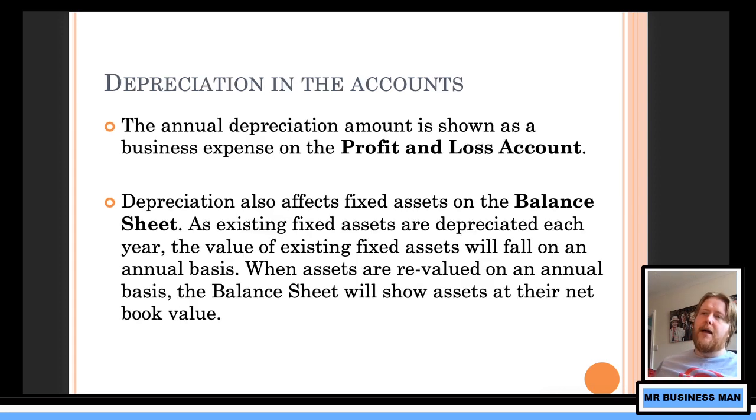All right. So the annual depreciation amount is shown as a business expense on the profit and loss account. Depreciation also affects fixed assets on the balance sheet. As existing fixed assets are depreciated each year, the value of existing fixed assets will fall on an annual basis. When assets are revalued annually, the balance sheet will show the assets at their net book value. What we mean by net book value is just this new value. It's the correct value, the depreciated value. So it's as good a representation of a true reflection of what the value of that asset is at that time.